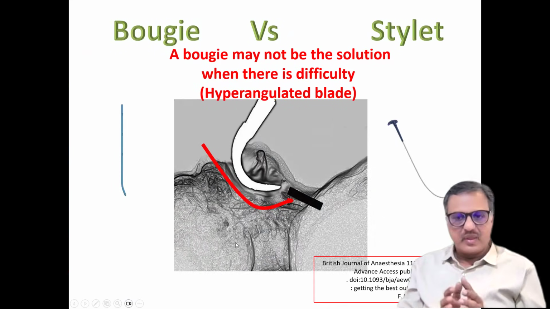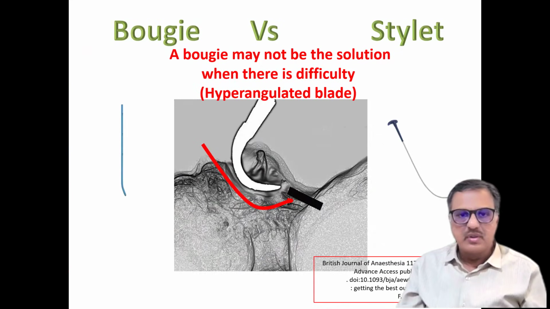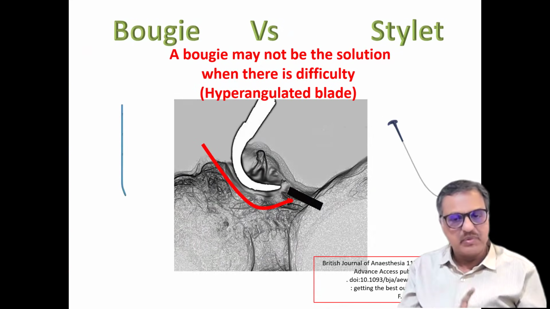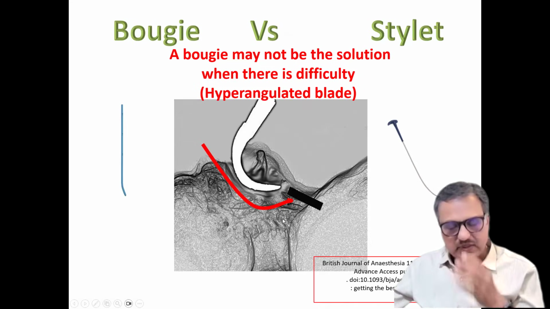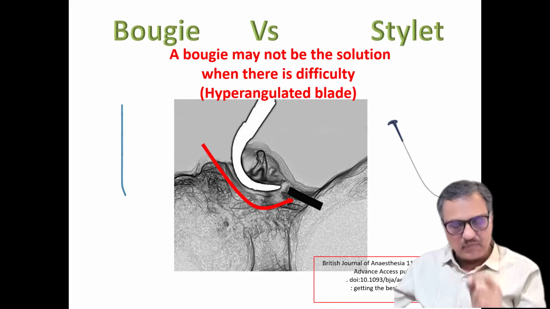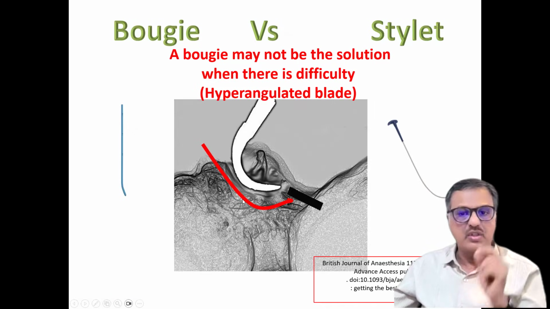Now the question is: can a bougie be used instead of a stylet? A bougie may not be a solution when there is a difficulty with the anatomically curved hyperangulated blade, because a bougie can't take the actual angle or shape of the oropharyngeal curve. But a stylet can retain the angle of the oropharyngeal curve. So that's the reason with the hyperangulated or anatomically curved blade, you should always use a stylet, not the bougie.